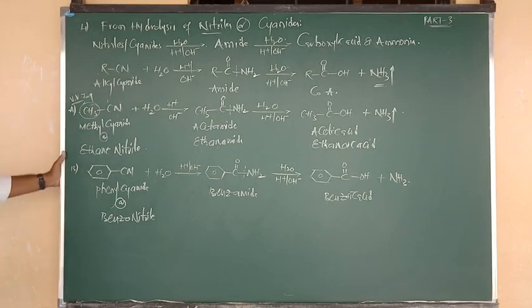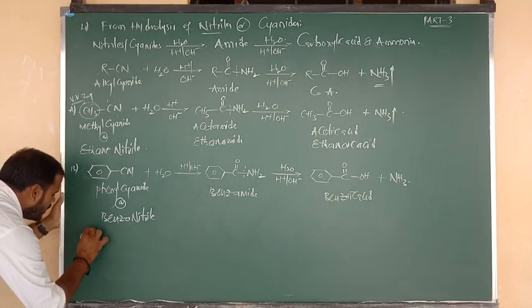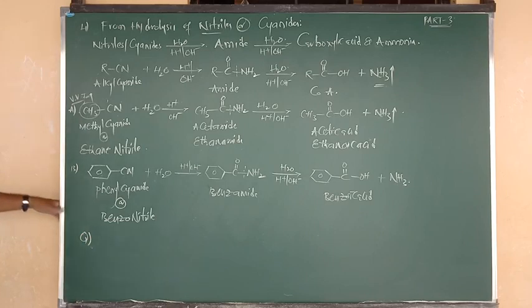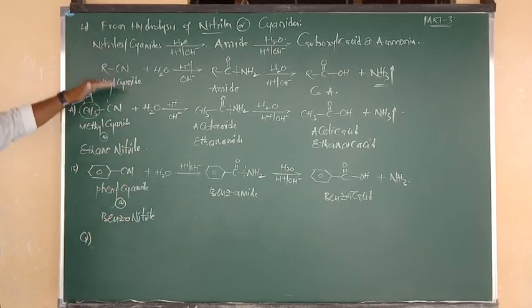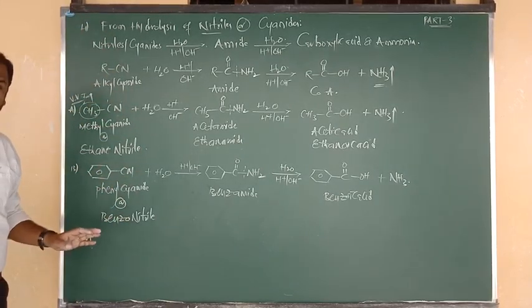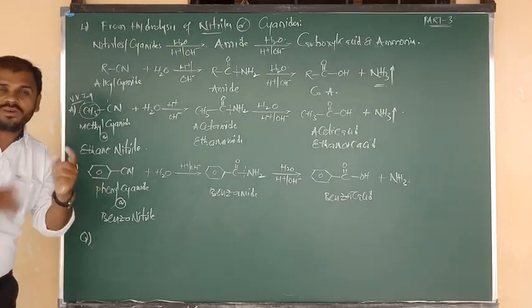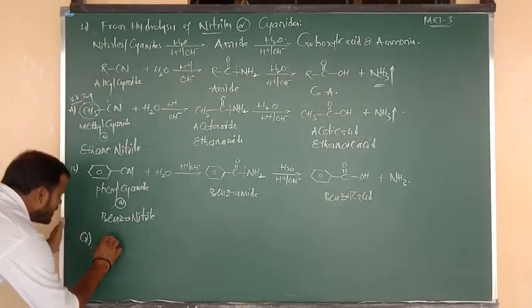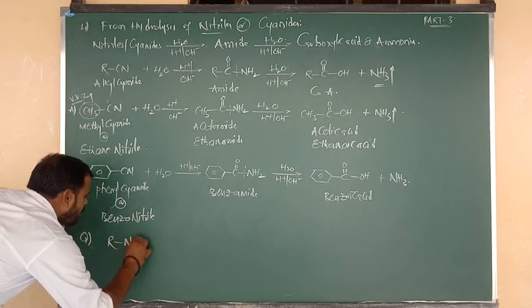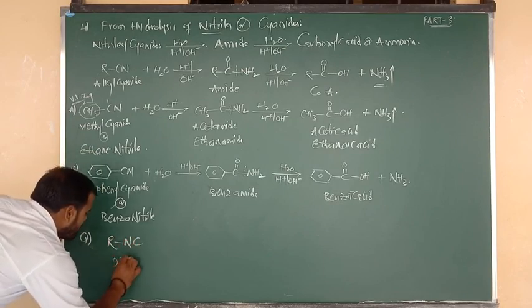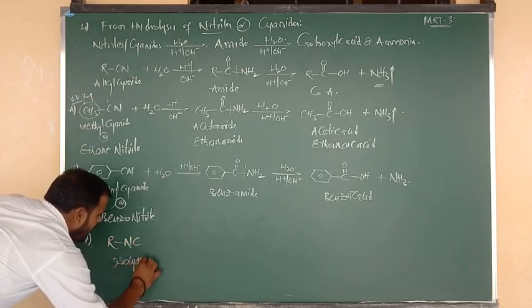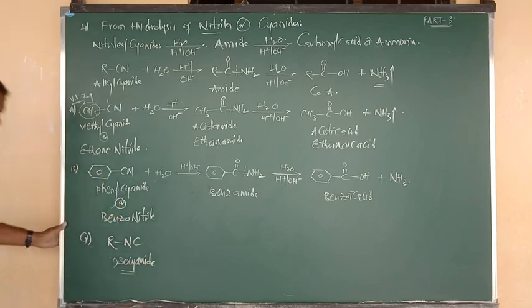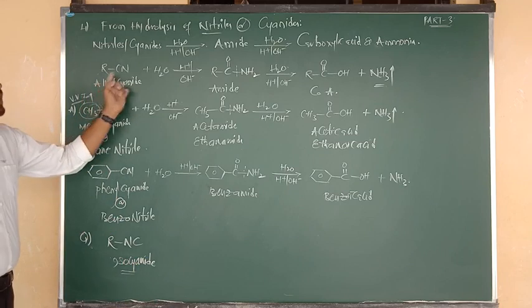Okay, good. Last and final. Here I am going to give you one question. Up to now we have taken only cyanide, cyanide, cyanide. Now I want to give you one reaction for isocyanide. What is the general formula of isocyanide? R bonded to NC. So the name of this compound is nothing but alkyl isocyanide. Alkyl isocyanide. Listen carefully. Cyanides upon hydrolysis.